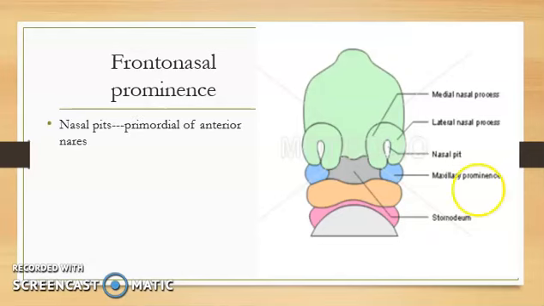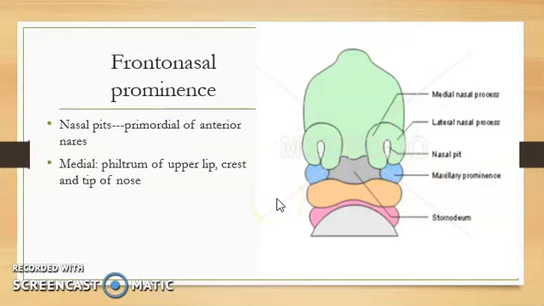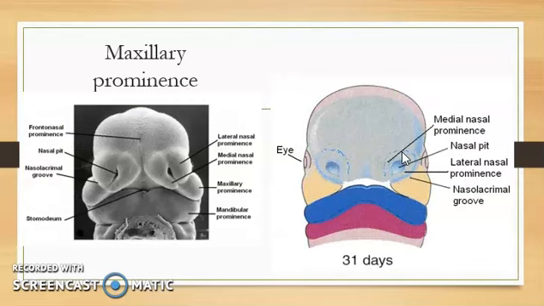So these are the nasal pits, which are the primordia of the anterior nares, surrounded by these medial and lateral nasal prominences. The two medial nasal prominences will join together to form the central part, which is called the philtrum of the upper lip. It also forms the crest and tip of the nose. And the lateral nasal prominence forms the ala of the nose. So this was about the frontonasal prominence.